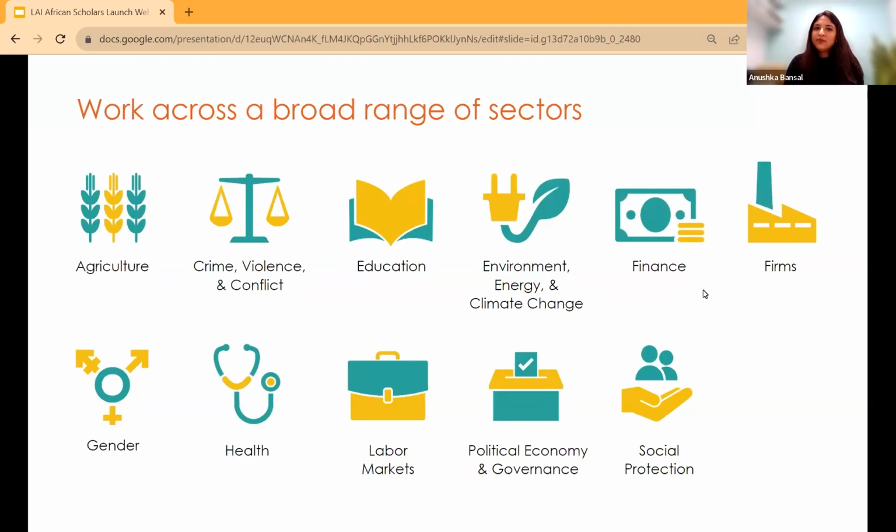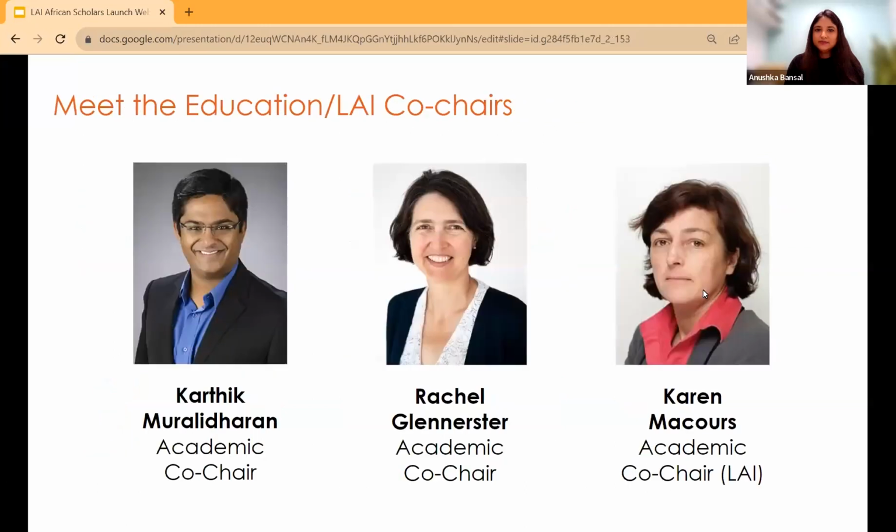And at J-PAL, we work across multiple programmatic areas or sectors in which research is concentrated around a specific topic. LAI that we're going to talk about today sits within the education sector. For the education sector and LAI, we are led by 3 academic co-chairs: Rachel Glennerster, who's based at the University of Chicago, Karthik Muralidharan, who's based at the University of California, San Diego, and Karen Macours at the Paris School of Economics.